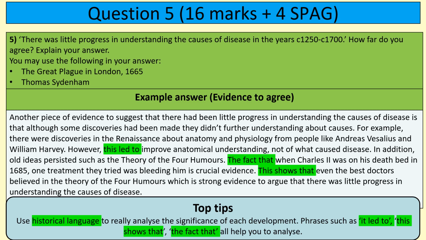In addition, old ideas persisted, such as the theory of the 4 humours. The fact that when Charles II was on his deathbed in 1685, one treatment they tried was bleeding him is crucial evidence. This shows that even the best doctors believed in the theory of the 4 humours, which is strong evidence to argue that there was little progress in understanding the causes of disease. Now, I really like the phrase, the fact that, and that really helps you to analyse evidence that you are looking at.